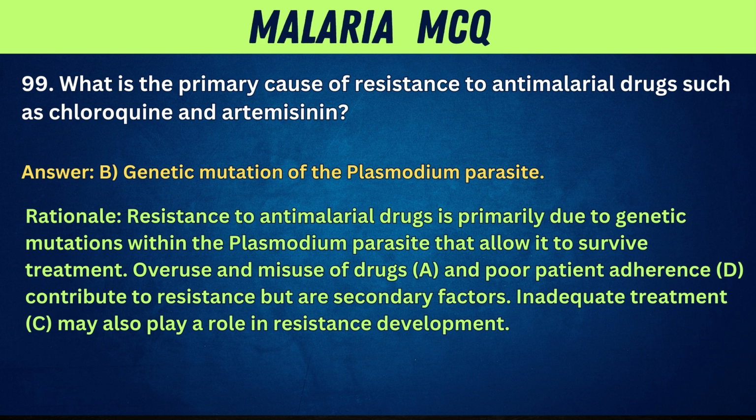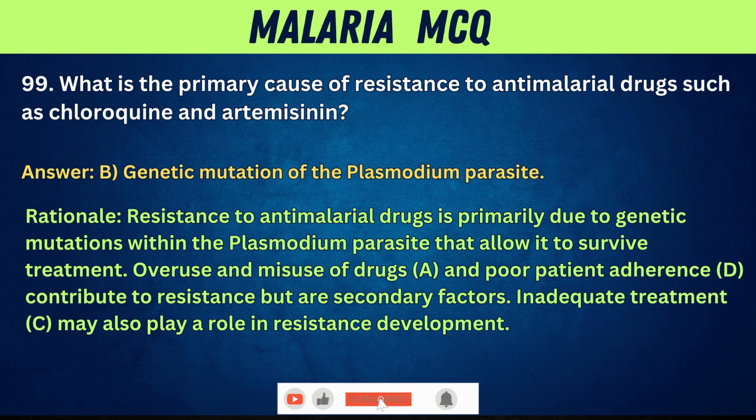Rationale: resistance to antimalarial drugs is primarily due to genetic mutations within the Plasmodium parasite that allow it to survive treatment. Overuse and misuse of drugs, A, and poor patient adherence, D, contribute to resistance but are secondary factors. Inadequate treatment, C, may also play a role in resistance development.